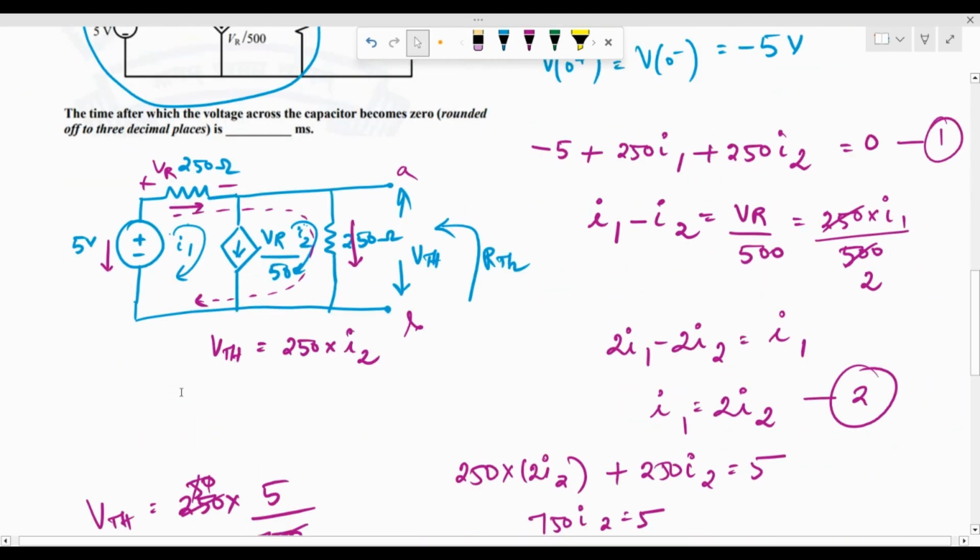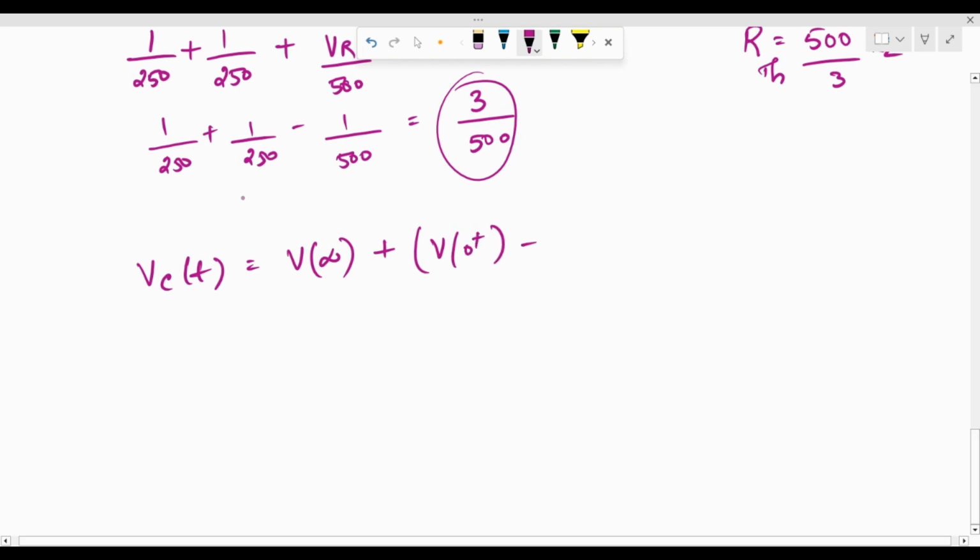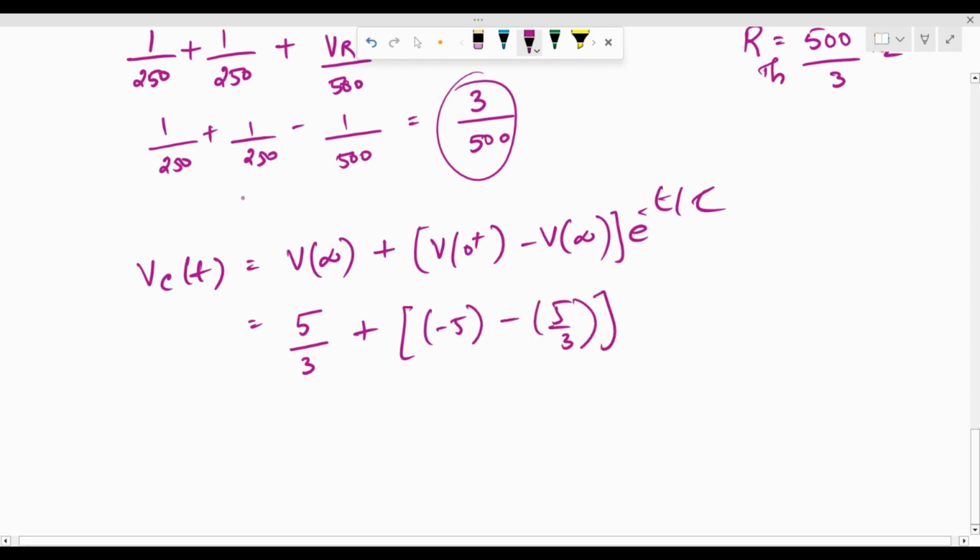Now let's look at this particular equation, Vc of t, which is V steady state plus V initial minus V steady state, e power minus t by tau. So here the steady state value therefore is going to be equal to 5 by 3. The initial value we know is minus 5. Minus 5 by 3, e to the power minus t by RC. Here what is R? R is 500 by 3.